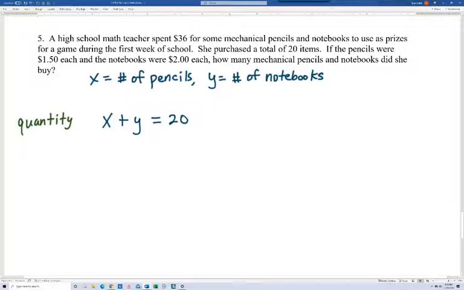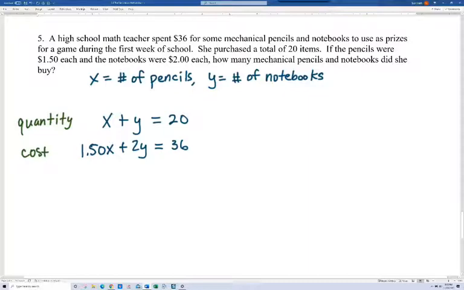The other equation should deal with value. Now remember, she spent, or cost, she spent $36. And so how do we get that? Well, she purchased x pencils, and each pencil was $1.50. So $1.50 times x would tell you the value or cost of those x pencils. So for example, if x were 4, 4 times $1.50, she would have spent $6 for those 4 pencils. So that's the idea. And so the cost of y notebooks would be 2y. Now I could have written $2.00, but I'm just going to use 2 here.